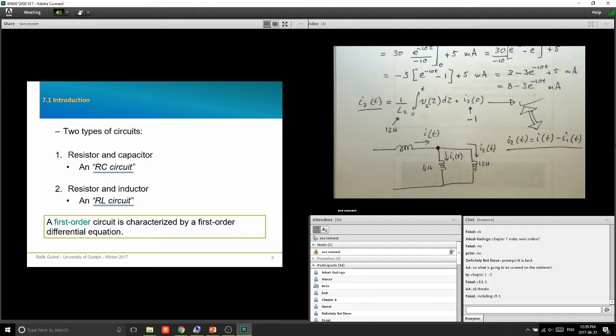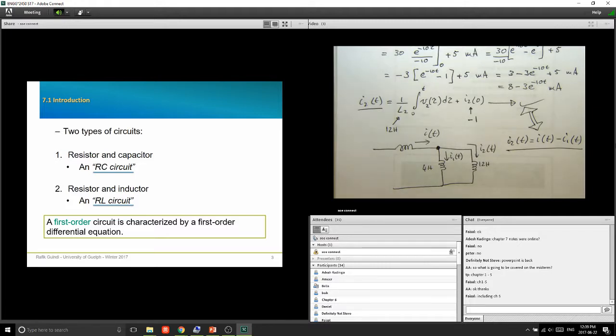And it's obvious that we should have some kind of differential equations because of the nature of the voltage current relationship for capacitors and inductors. When you have V equals L di/dt or I equals C dV/dt, that's the basis for forming differential equations. So here we're talking about first order differential equations, and we call these circuits first order circuits.